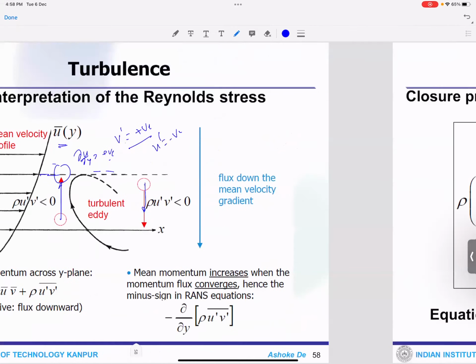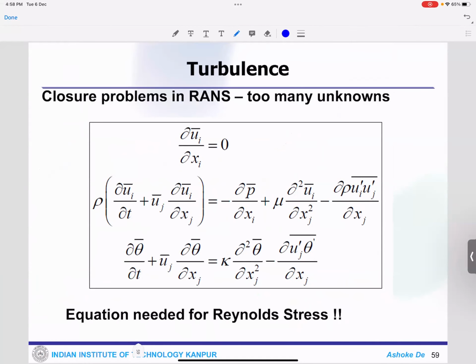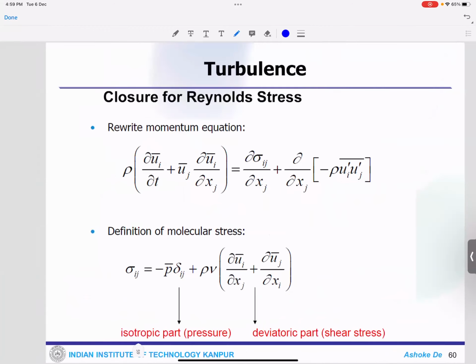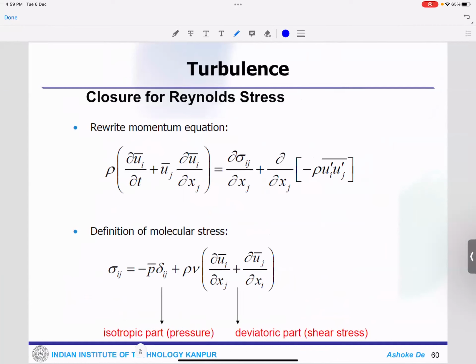So finally, if you look at the closure problem of this Reynolds averaged equation, these are the terms which remain essentially unclosed. So you require some sort of an extra equation to close this term. So how do we do that? That gives rise to the closure terms of the different kinds of RANS models.